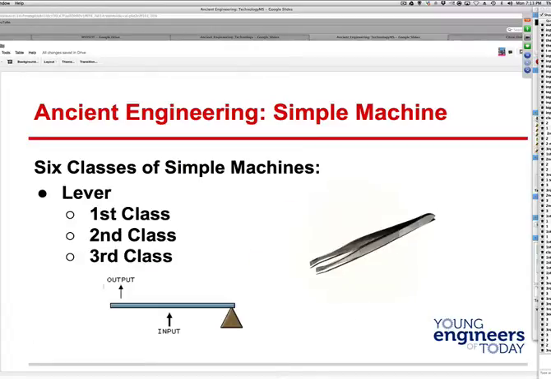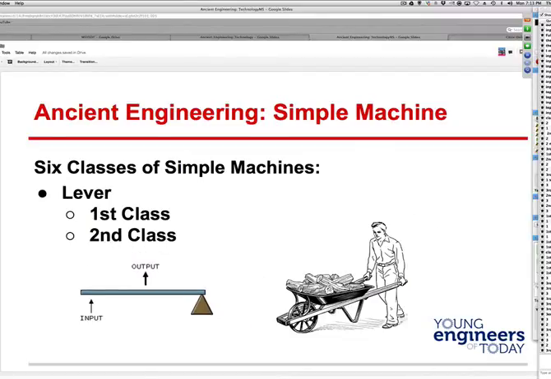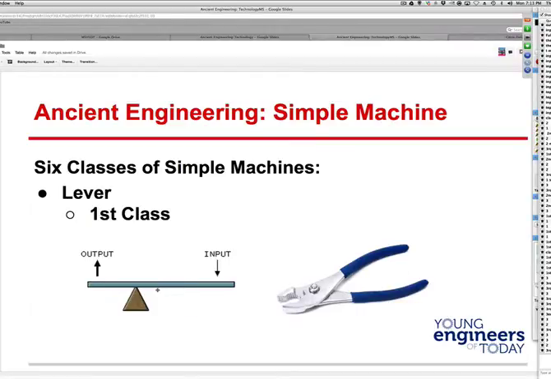Again, effort, input or effort in the middle, like a set of tweezers, third class. The load, what we're trying to carry, the output, in other words, in the middle, second class. Fulcrum in the middle, like a pair of pliers or a teeter-totter, first class.